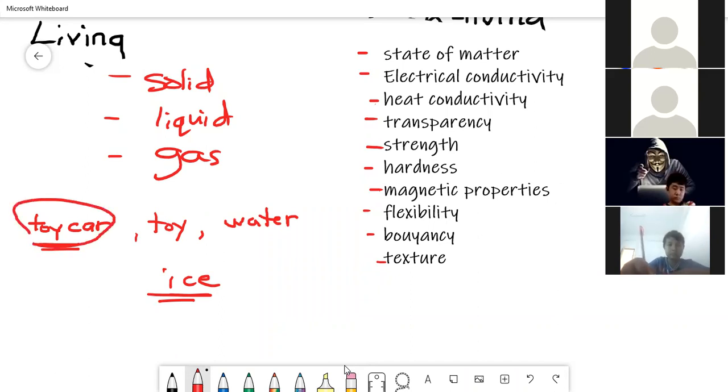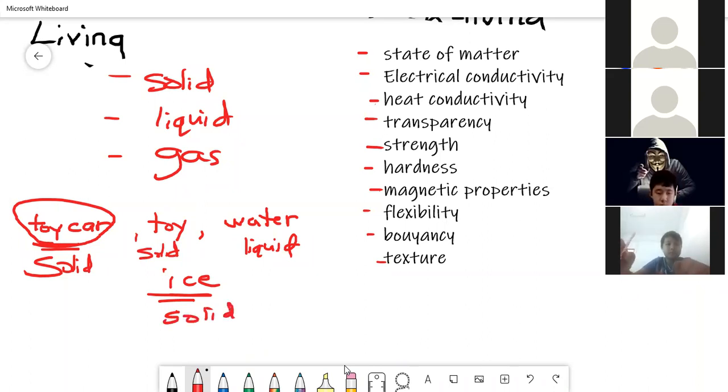Toy car. What is this? Solid, liquid, or gas? Solid. We put solid here. Toy. Solid again. Water. Liquid. Very good. Ice. Solid. Okay, we have solid and liquid here. So we can classify them, everybody, by the state of matter, by liquid, solid, or gas.